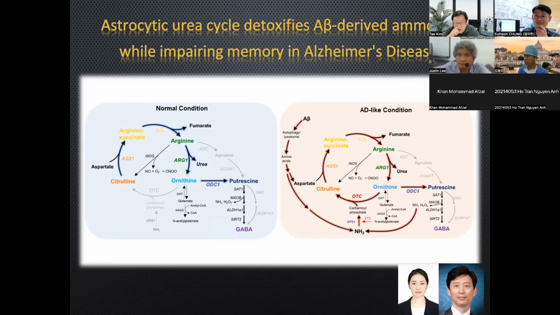I have one simple question. If you apply this theory to Parkinson's disease, can I understand that we only replace the A beta with alpha-synuclein, and then the processes are all the same? Yes. Alpha-synuclein can be a similar cause of this accumulation of toxic molecules.